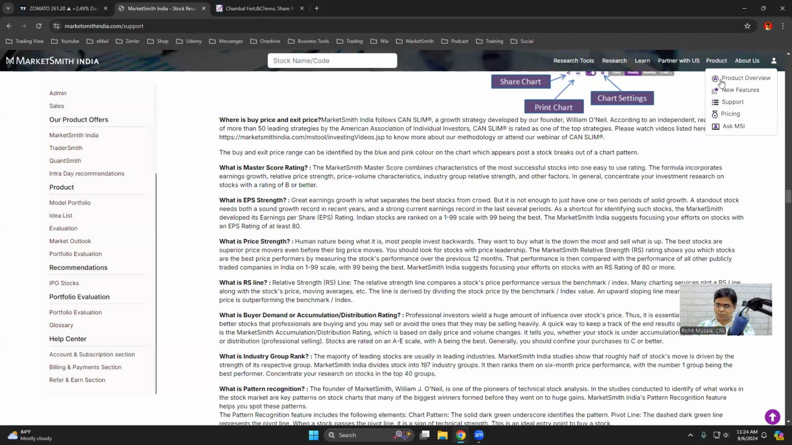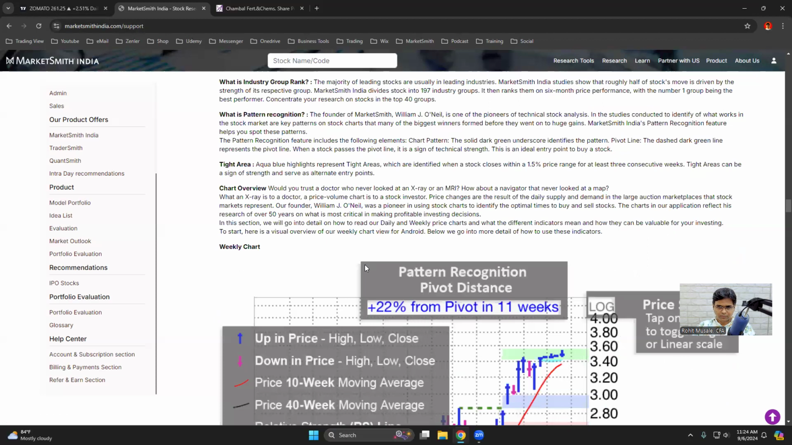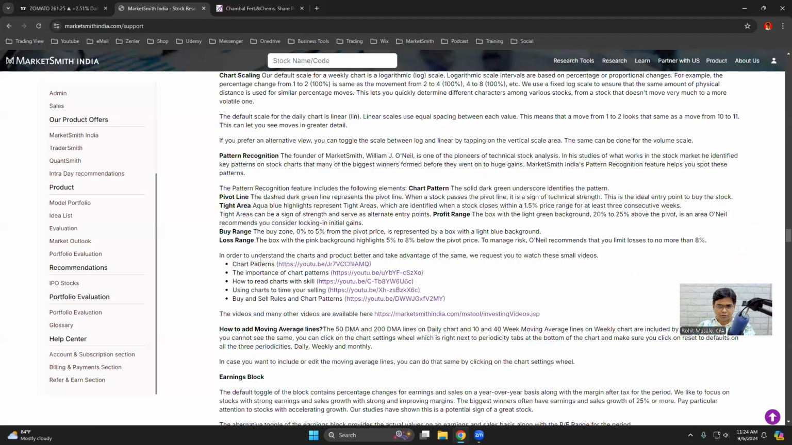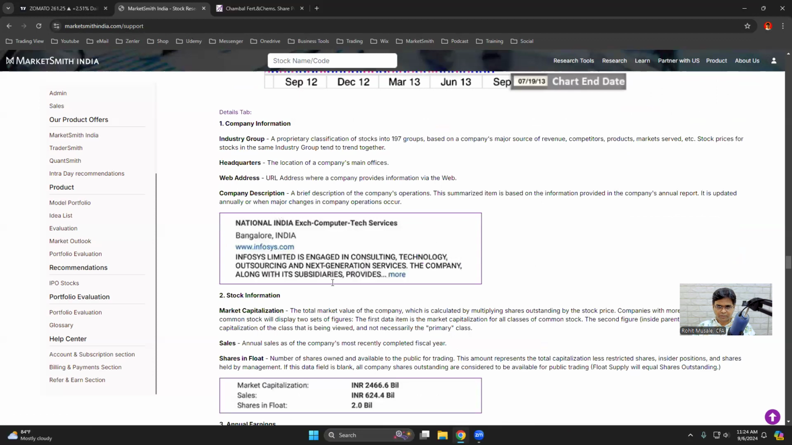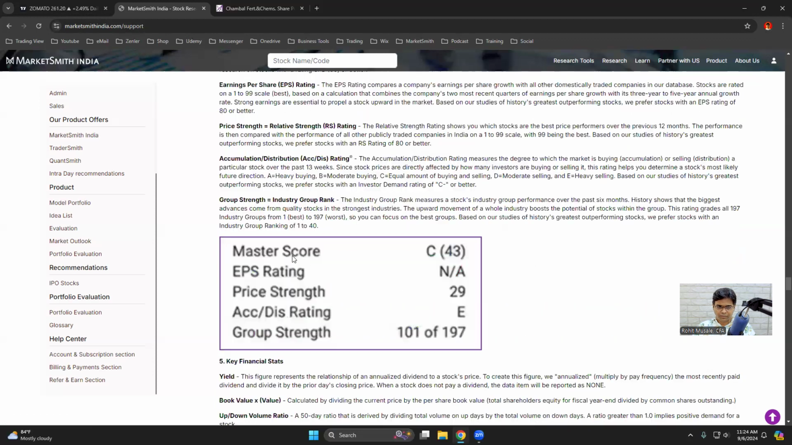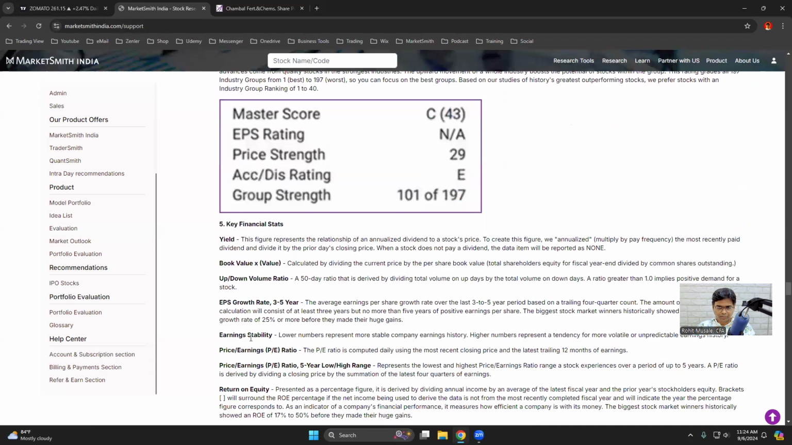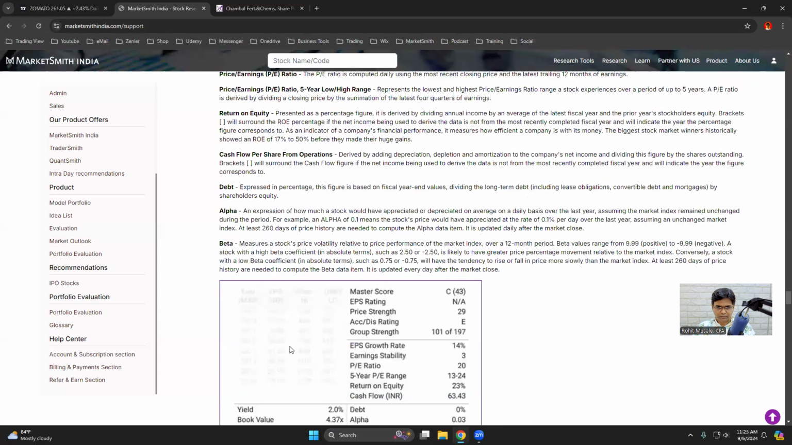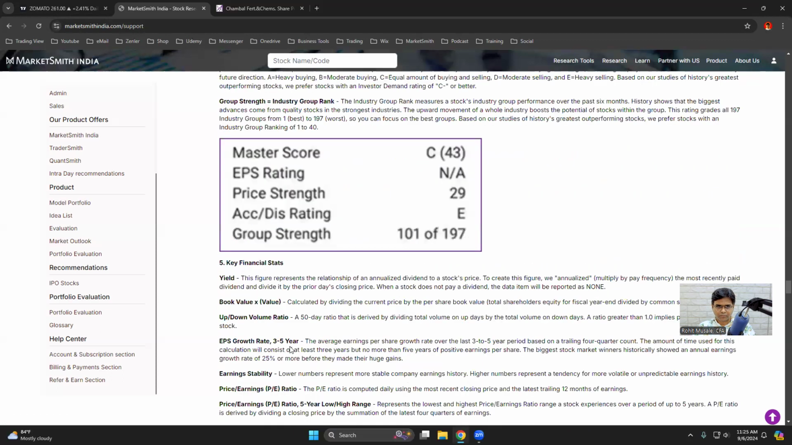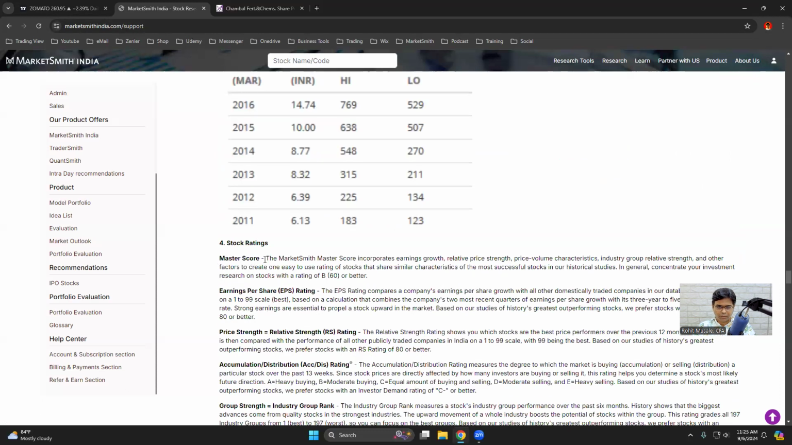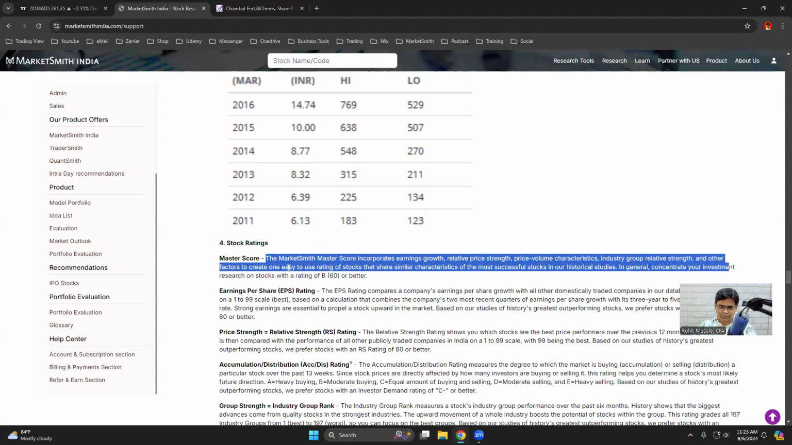Okay. So go to product and click on support. You will find everything. Now let us go to market score, master score. Okay. So master score you will find somewhere here. Let me scroll down. See master score here. So it will be given somewhere here. See master score. The MarketSmith master score incorporates earnings growth. So the same thing they are repeating. Earnings growth, relative price strength, price volume characteristics, industry group relative strength, and other factors.